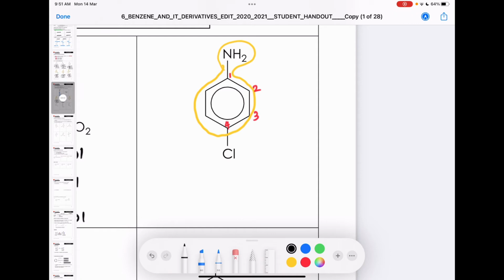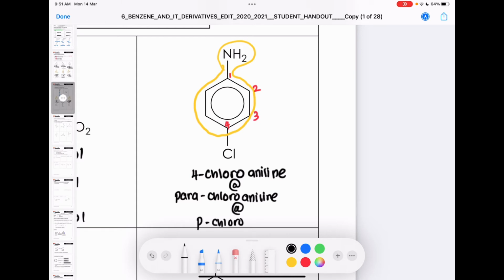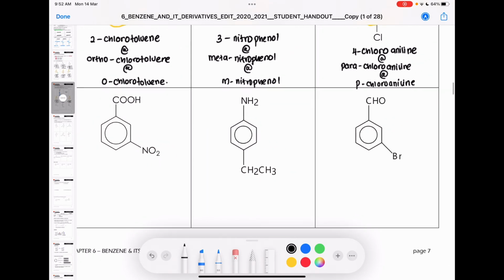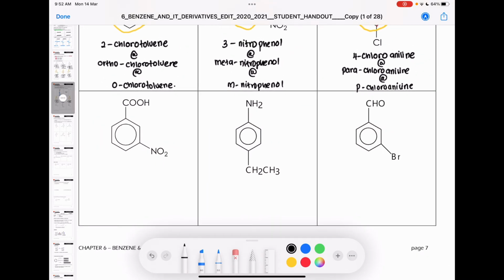And therefore we name this, before that, NH2 with benzene, we call it aniline. So we have 4-chloro. We are going to name this as 4-chloroaniline or para-chloroaniline or p-chloroaniline. Okay, p-chloroaniline. So how about if you try the rest of these three? You can pause this video first, try to do it, and then look at the answer.